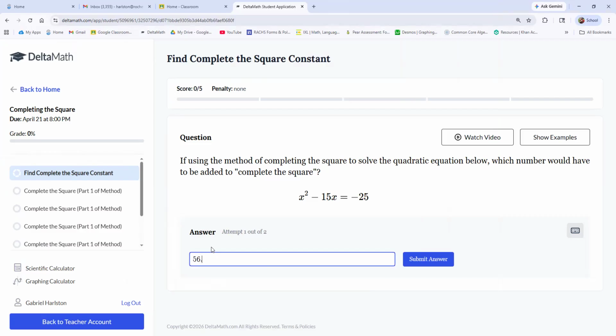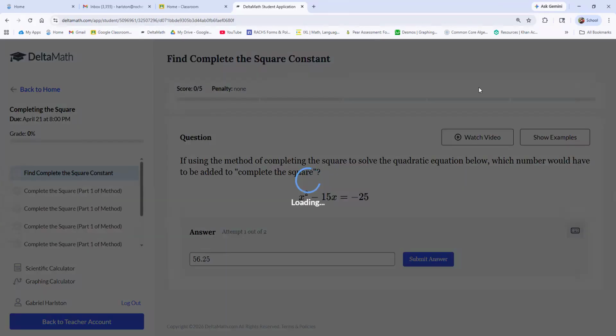By the way, this number should always be positive. When you complete the square, that number should always be positive. All right, let's do another one.